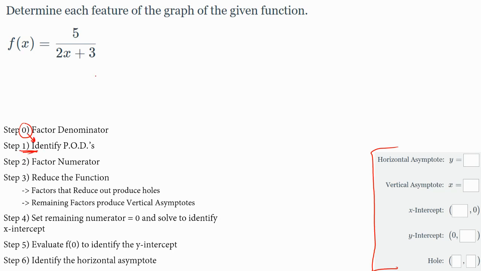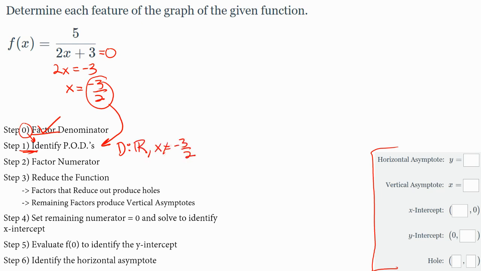So we're going to begin by identifying points of discontinuities, and to do that, we set the denominator equal to 0 and solve. It's already factored, so step 0 was accomplished before we even turned the problem open here. So we go ahead and get 2x equals -3 and x equals -3 halves as our point of discontinuity. So this is an undefined value. If my question on the right had asked me, what's the domain? The domain would be all real numbers, comma, x can't be -3 halves. But that wasn't the question.